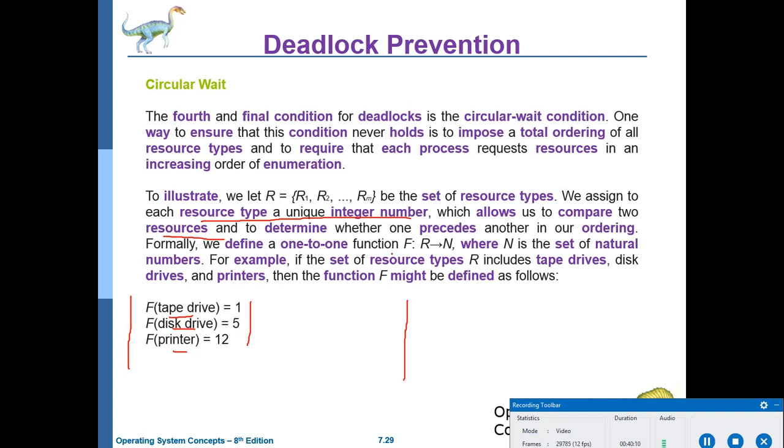Then we define a one-to-one function from resources to natural numbers. No two resources can have the same number or the same ordering. For example, if the set of resource types R includes tape drive, disk drive and printer, then the function f might be defined as follows: tape drive is given number 1, disk drive is given number 5, and printer is given number 12.